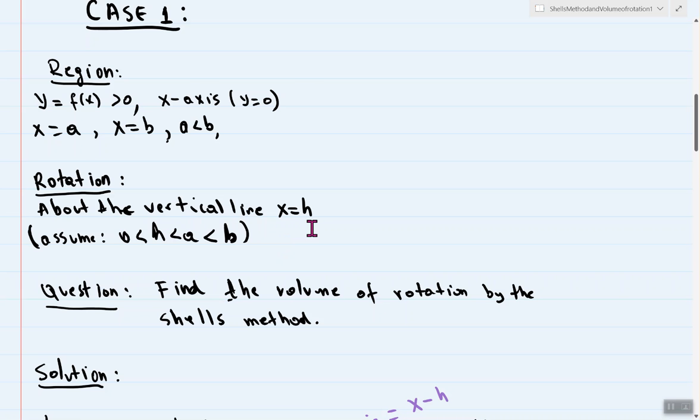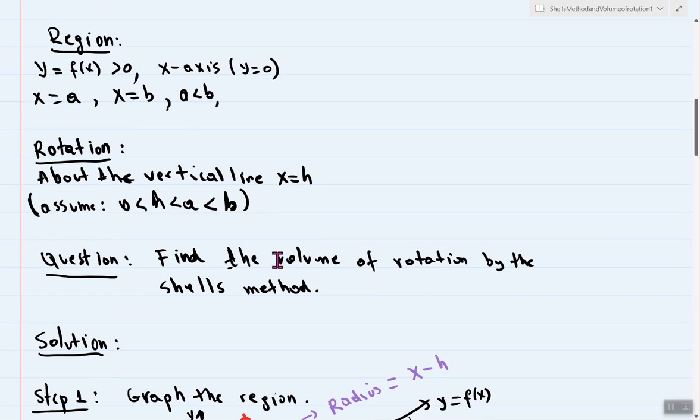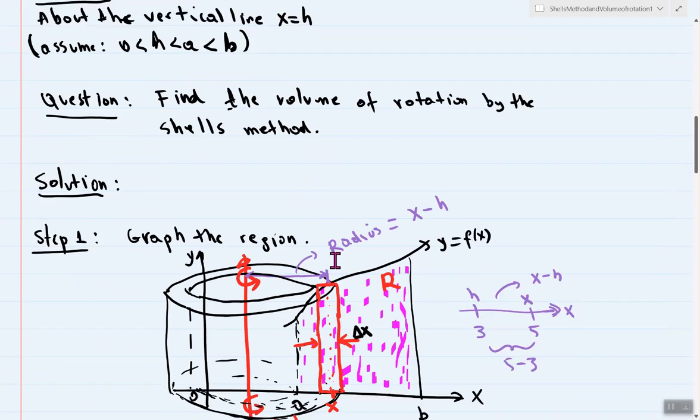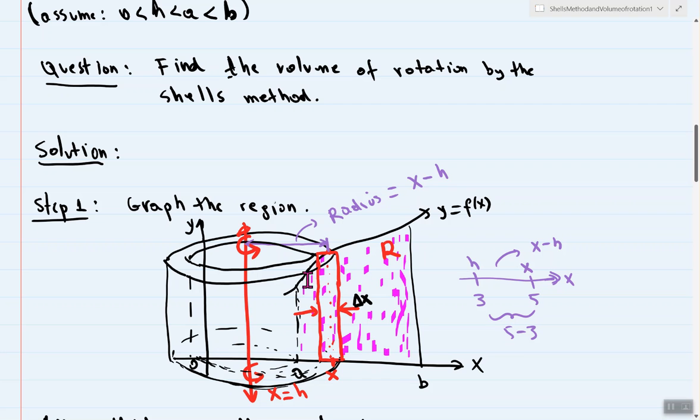And the question, of course, is to find the volume of rotation by the shell method. So let's just sketch the region. In two dimensions, the region is bounded by y equals f of x above, to the left by the line x equals a, to the right by the line x equals b, and below by the x-axis. So it gives us this region R.